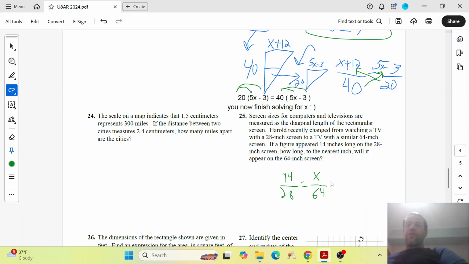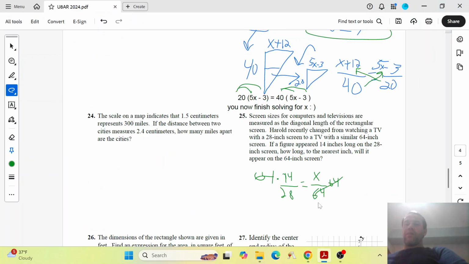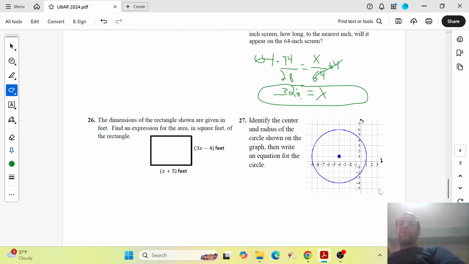To solve for x, 64 needs to be multiplied over to this side. So you're going to do 64 times 14 divided by 28. 64 times 14 is 896, divided by 28 is 32. So on a 64-inch screen, the figure would be 32 inches tall. Just measuring from a smaller TV to a bigger TV. Make sense? Ace that on the test. That's an easy one. It's not too bad.